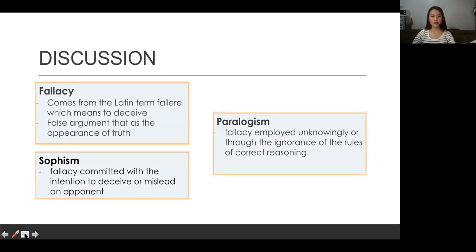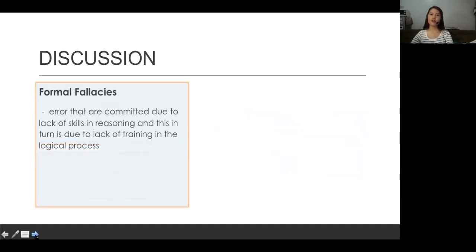So again, the key term for sophism is that it is intended or intentional. Paralogism, you are not conscious or you do not know the rules, because of your ignorance of the rules of correct reasoning, no? Hindi mo naman alam na nakukommit mo na pala. That is paralogism. This one is sophism. Okay? Next, we have formal fallacies, errors that are committed due to lack of skills in reasoning, due to lack of training in logical process. So formal fallacies are due to lack of training.